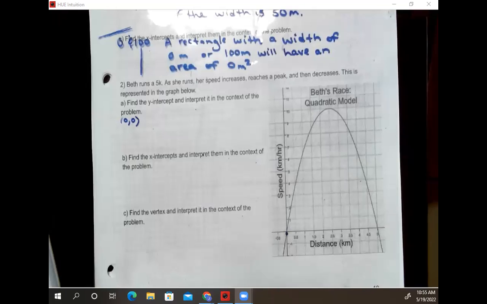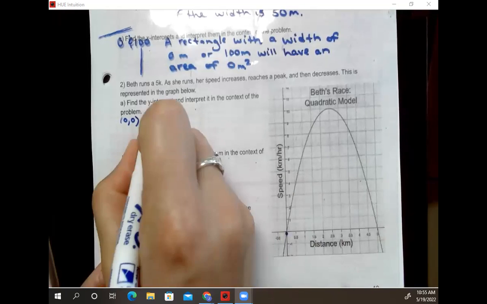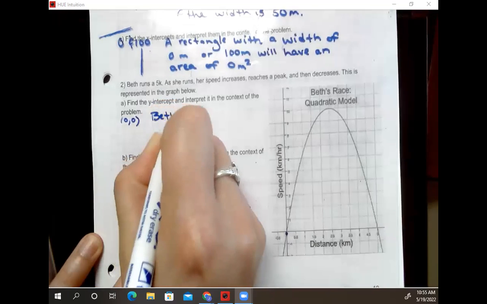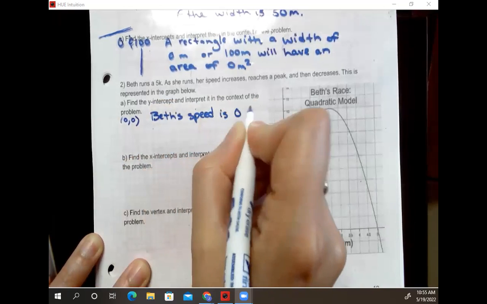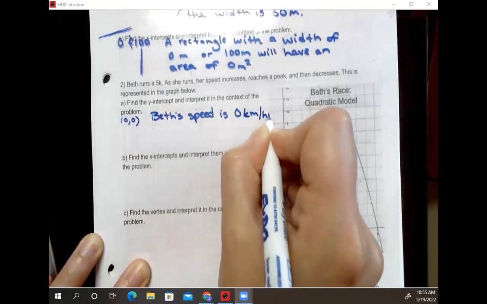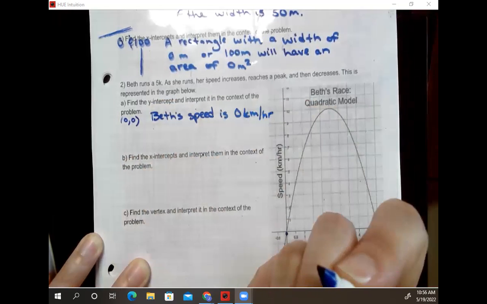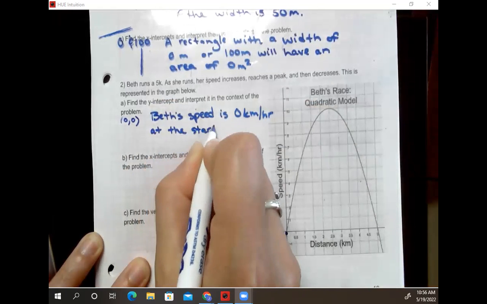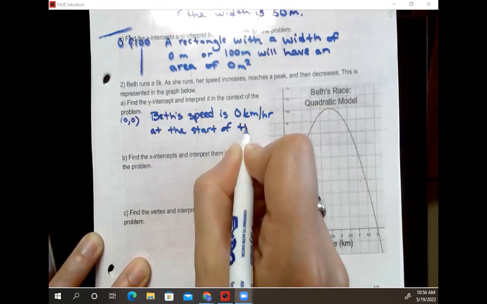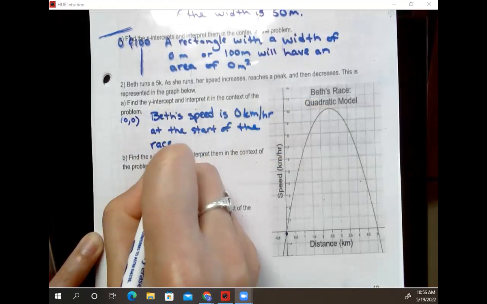If I think about a race, this is the start, right? We haven't started yet. This is the start. We're getting ready to run our race. So I could say Beth's speed is 0 kilometers per hour at 0 kilometers, or when she has run 0 kilometers, or at the start of the race. We're getting ready to run here.